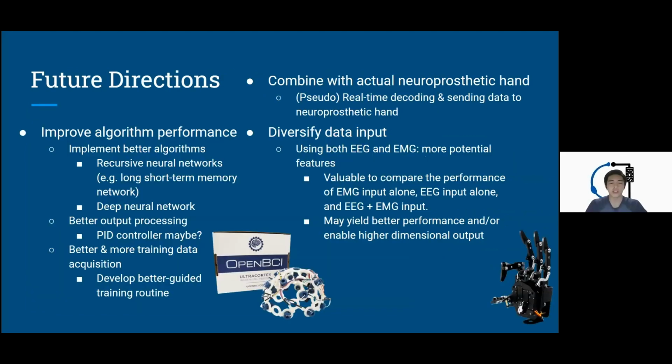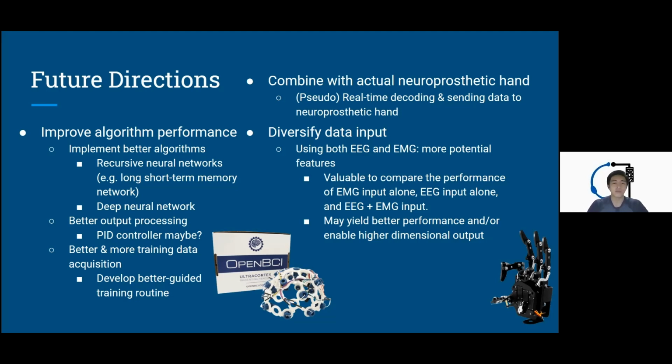In terms of future directions, we aim to improve our algorithm and complete the control system for the neuroprosthesis. To improve the algorithm, we may try to implement more advanced machine learning algorithms capable of nonlinear regression, such as recurrent neural networks like long short-term memory networks or other types of neural networks. Alternatively, we may employ better output processing and tuning, possibly with a PID controller. Furthermore, we could collect more high-quality training data so that the algorithms can be better trained. To do so may require us establishing a well-guided training routine.